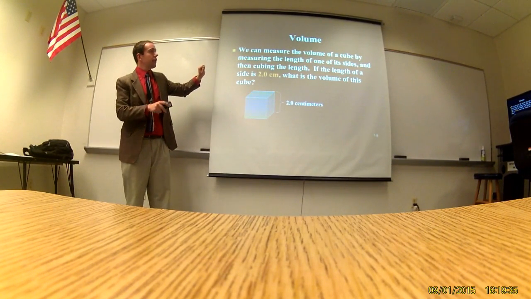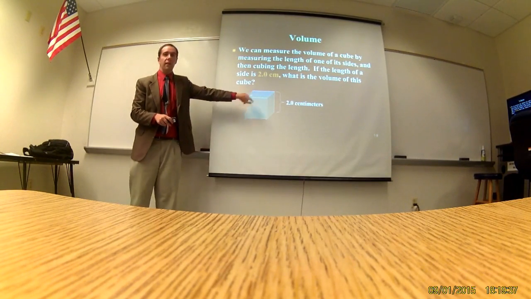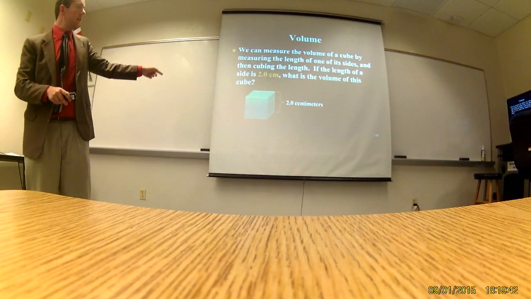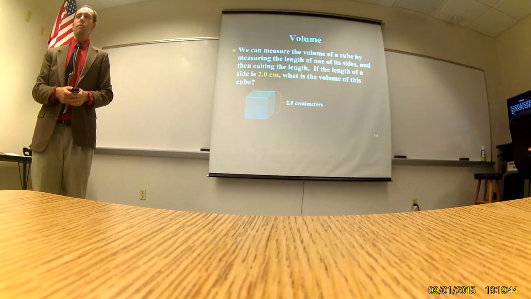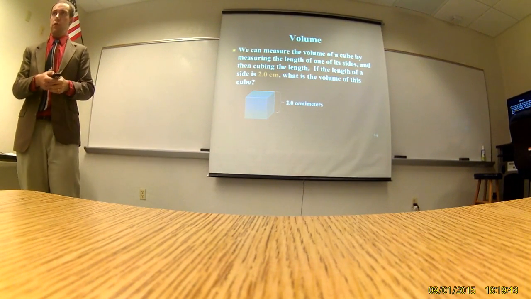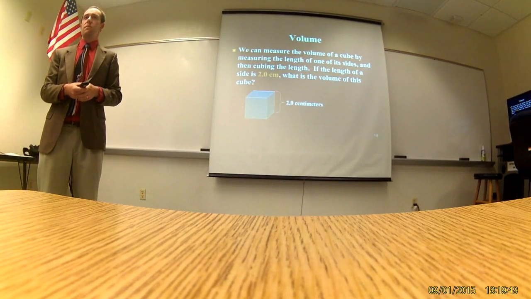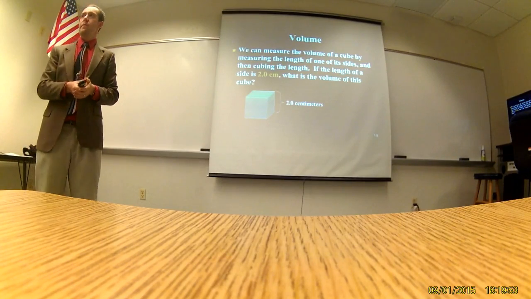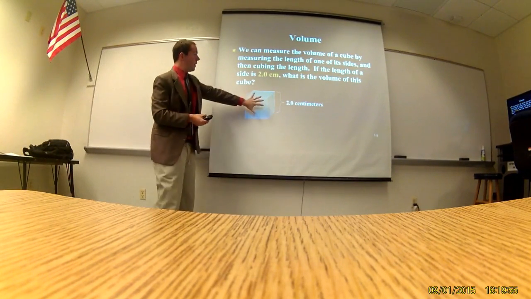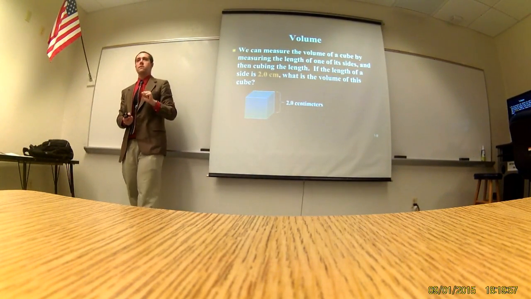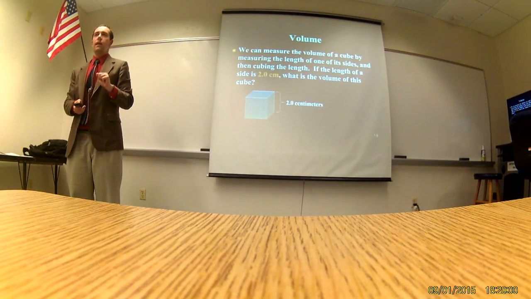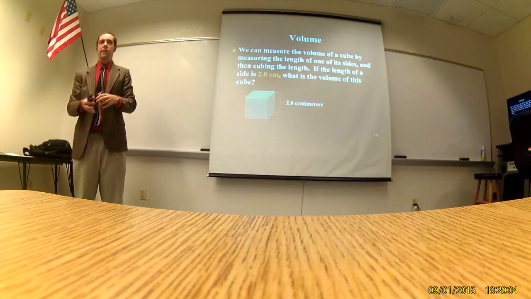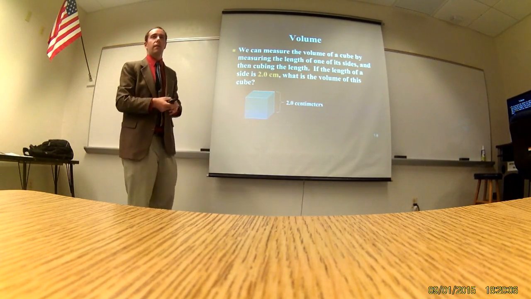It said it's a cube, which means all the sides are the same. So, if that's the case, how do you find the volume of that cube? 2 times 2 times 2, which is 8. 2 times 2 is 4, times 2 is 8. So what is the volume of that cube, including units? 8 cubic centimeters, or 8 centimeters cubed, or 8 cc's, however you want to put it. It's all the same thing.